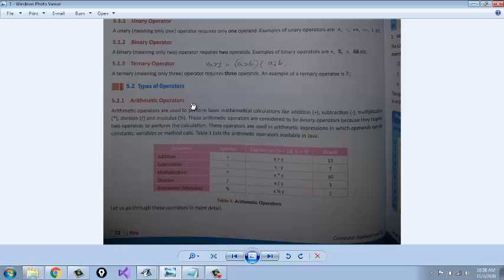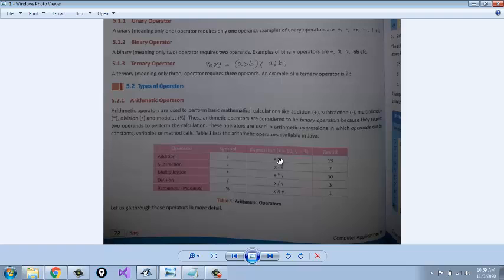First we are going to learn arithmetic operators. From the name arithmetic, you can understand the function of these arithmetic operators. Arithmetic operators perform operations such as addition, subtraction, multiplication and division. Here you can see the symbols used for performing various arithmetical operations: addition, subtraction, multiplication, division, and the modulo division operator.